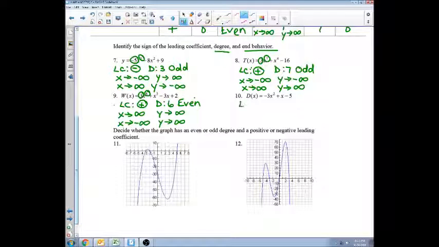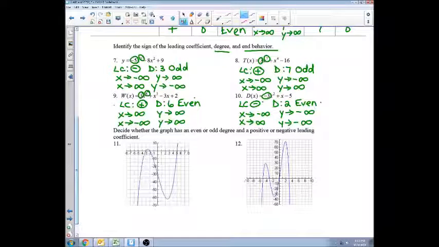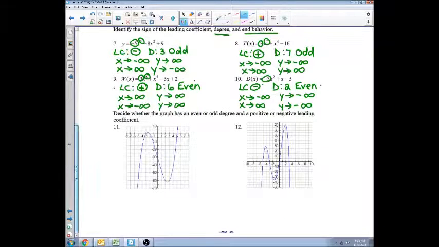On to problem 10. My leading coefficient is this negative 3, which means my leading coefficient is negative. My degree is 2, which means it's even. As x approaches negative infinity and x approaches infinity, my y's, because it's even, will always follow the sign of the leading coefficient when I have an even degree. So negative infinity and negative infinity. Okay? On to problem 11.